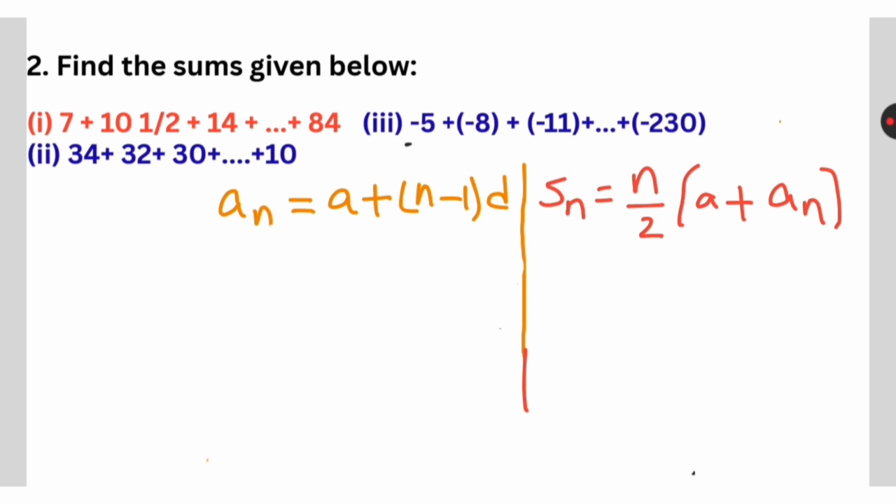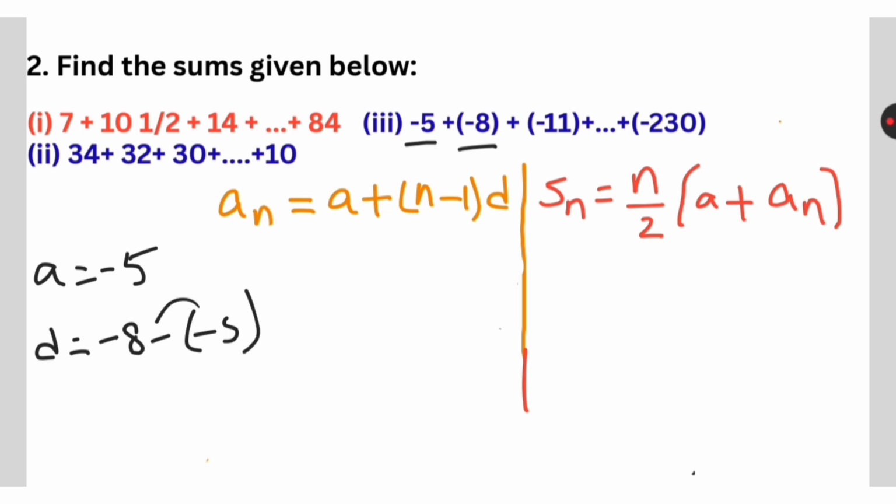What they given? Minus 5. So that is our first term, which is minus 5. And they given second term also. Using those two we can find the common difference. A2 minus A1. Here minus into minus plus. So minus 8 plus 5, which gives minus 3. So the common difference is minus 3. And also they given an, nth term, which is minus 230.